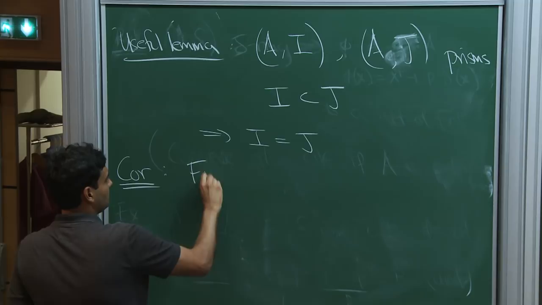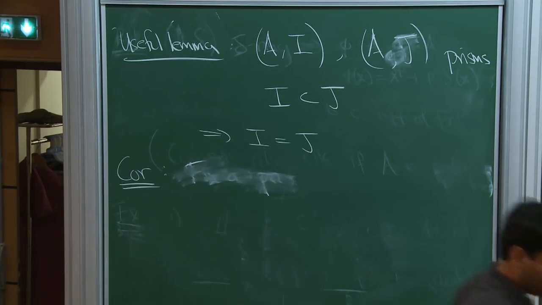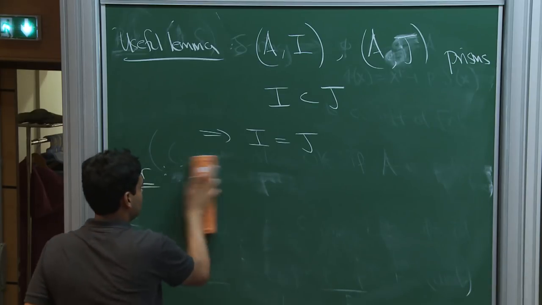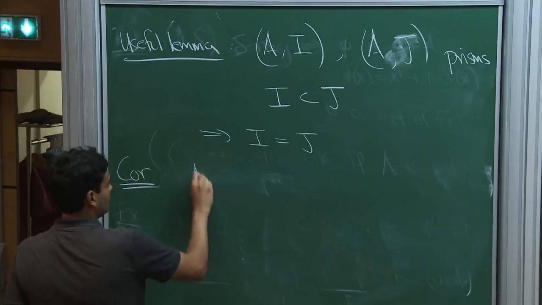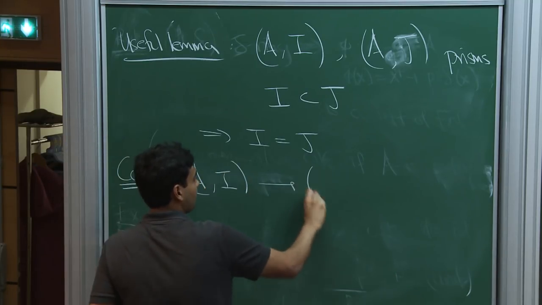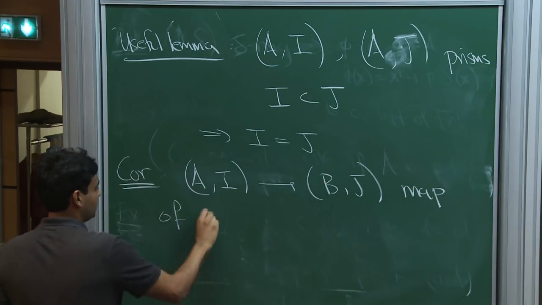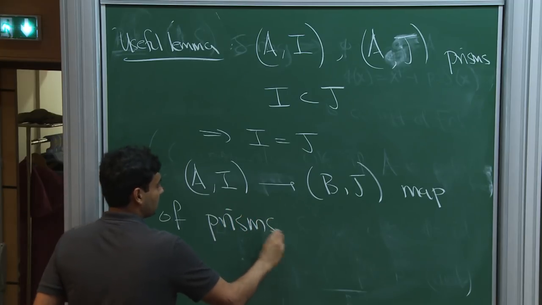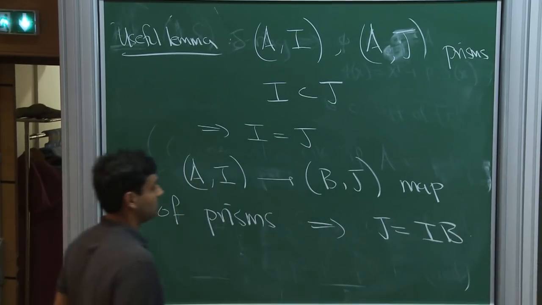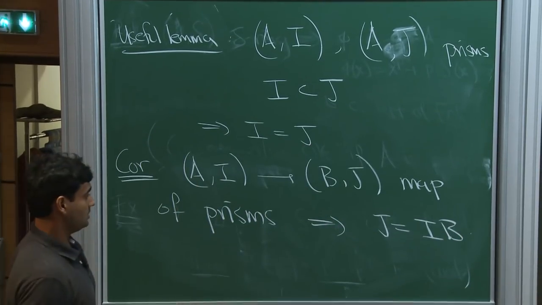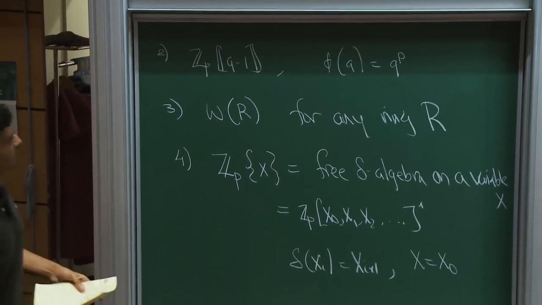Well, let me just say it without any category theory. If I have a map of prisms, meaning a map of delta rings that takes I into J, then actually J is generated by I. And so once you fix the prism you're working over, you can essentially ignore the ideal.